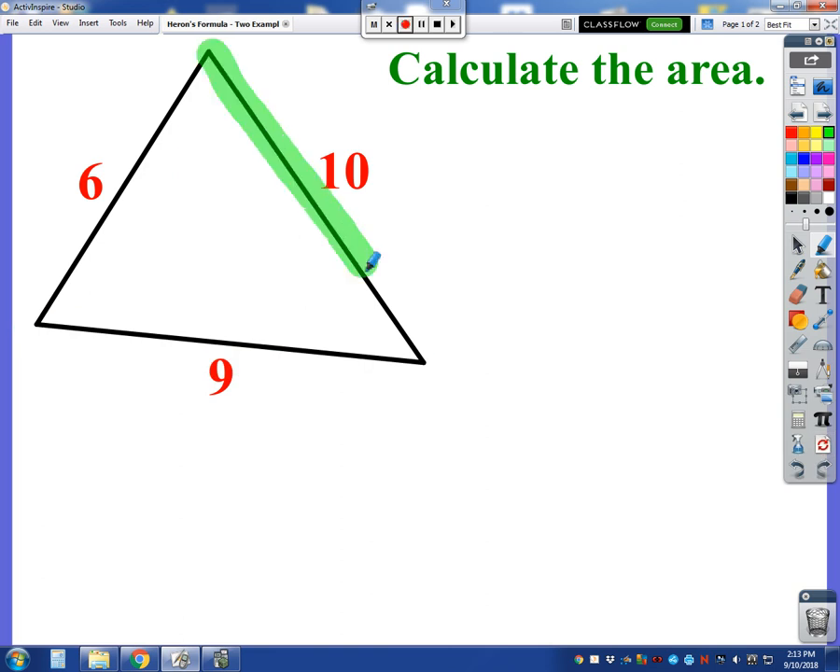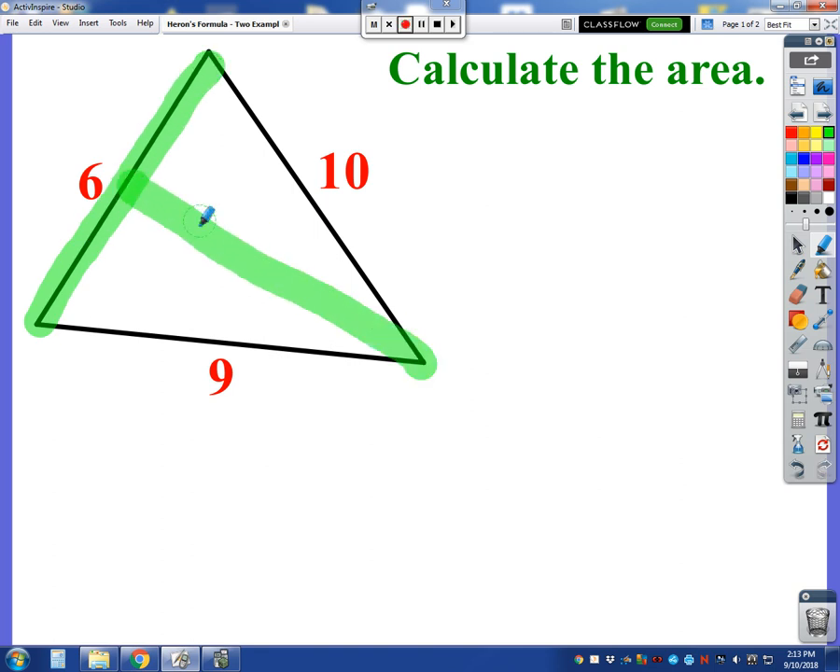So if I use 10 as the base, well then its height would go this way, so it's perpendicular. But again, I don't know what that height is. And last but not least, if I wanted to use the 6 as the base, then here would be its height, which again, I don't know. So this is where Heron's theorem comes into play.